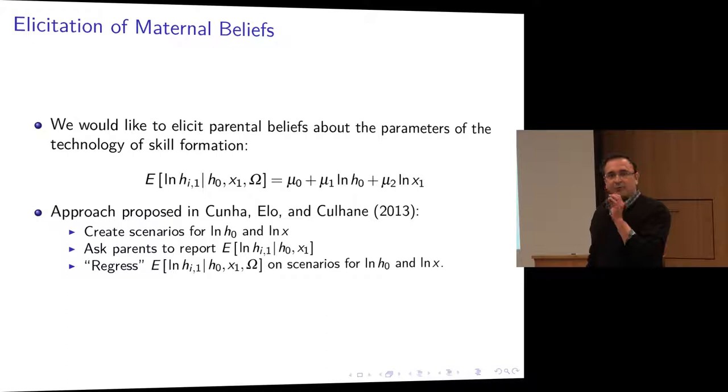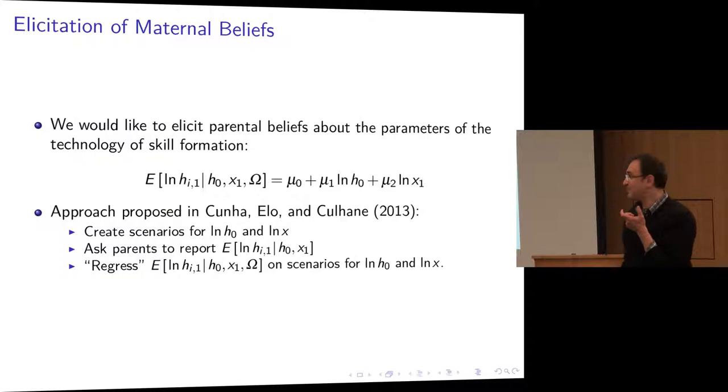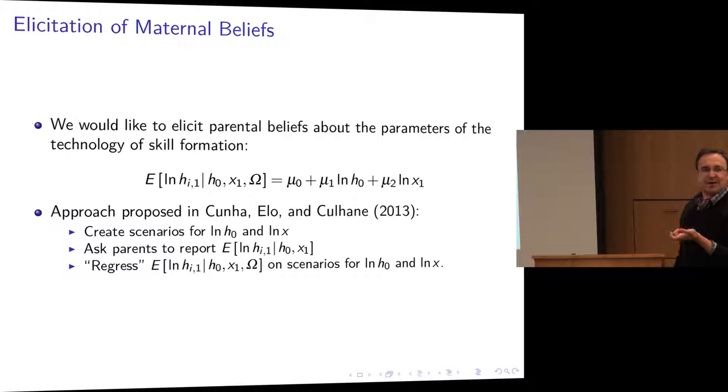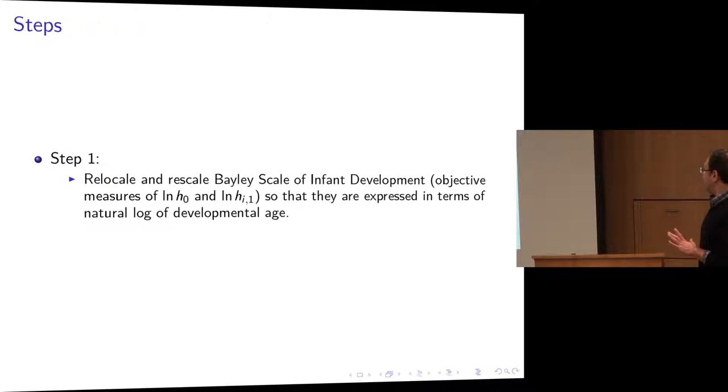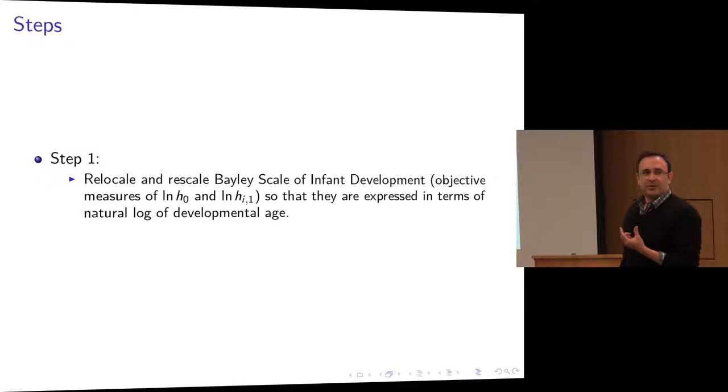So for all of the measures of child development that you see in here, the first thing I'm going to do is translate everything in terms of developmental age. I want to make sure that whatever answer I get from the moms, I can relate to the objective measure of human capital that we're using. So think of it this way: instead of working with a standardized test that has mean 0 and variance 1, you're going to have a mean that is located at a certain age, and a variance that means something in terms of age of development as well. Happy to talk more about this.